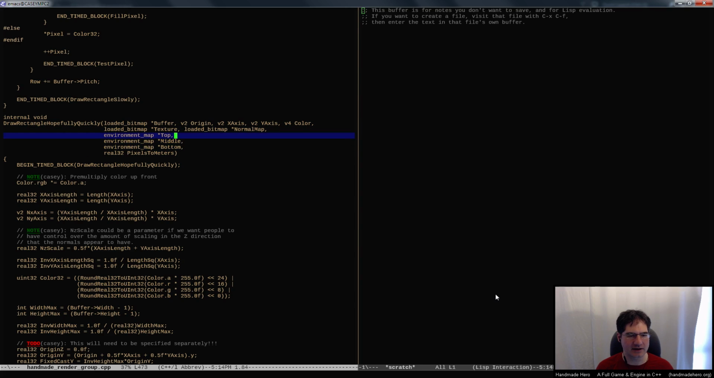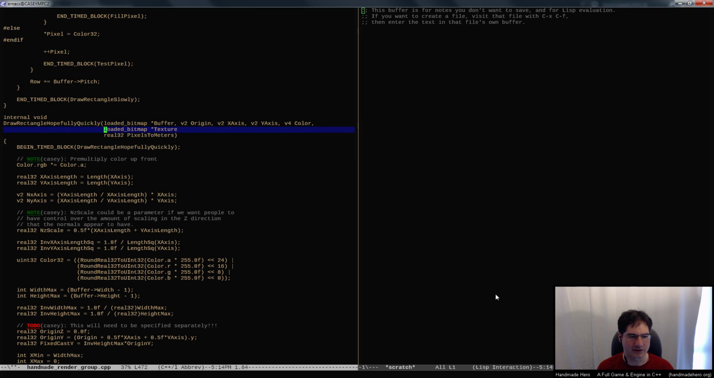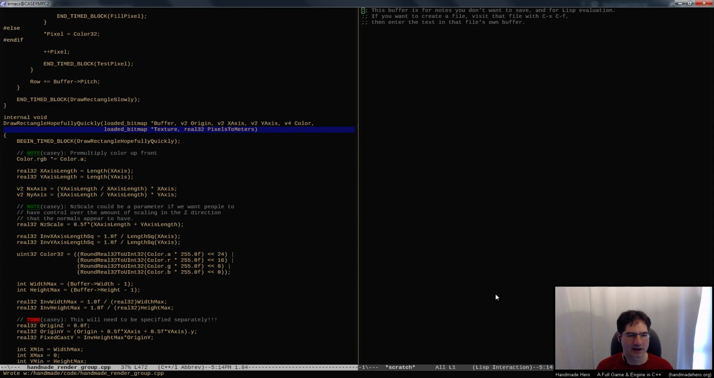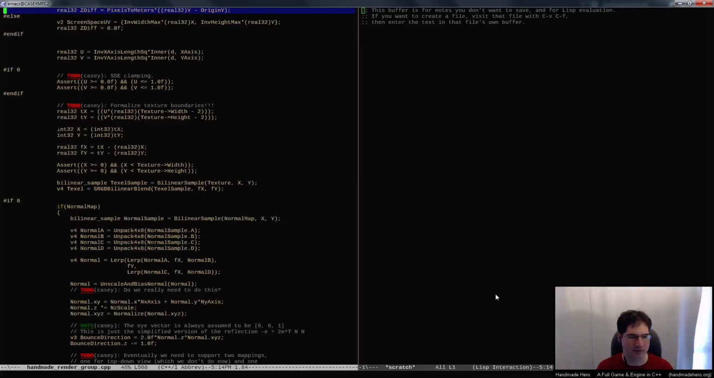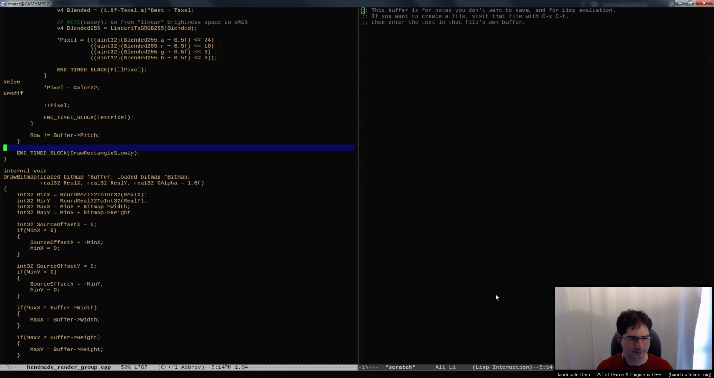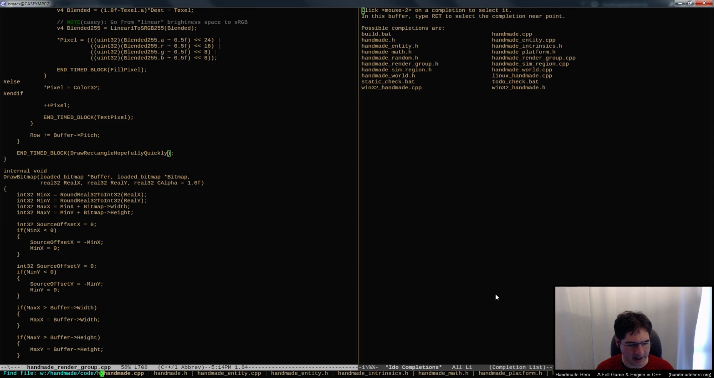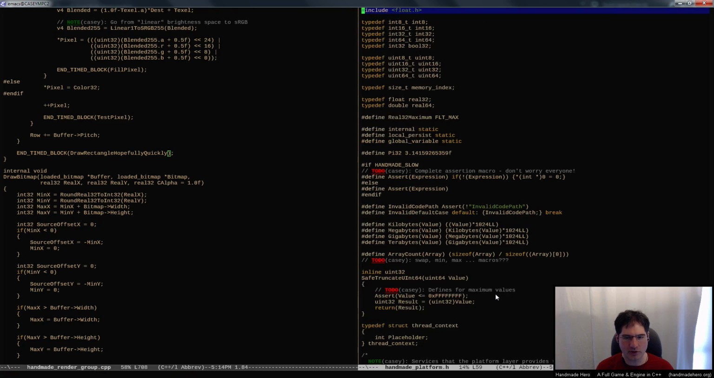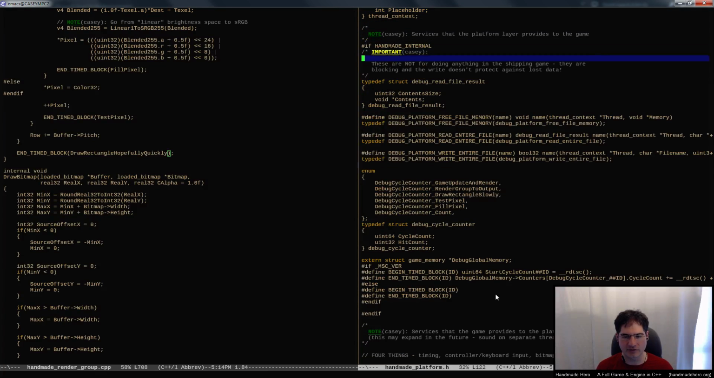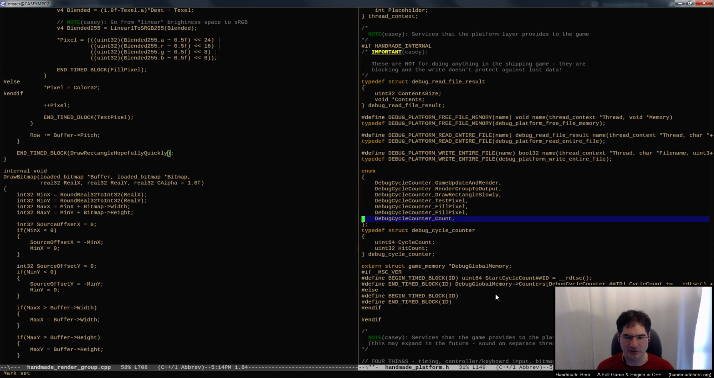And we're going to take that normal mapping out for the moment, because we're not going to focus on that just yet. But we're going to leave everything else in place. So we're going to do everything else in here, and we're going to have draw rectangle hopefully quickly in here. I'm going to add a performance counter for that. And we're going to make a version of this that's just a little more cleaned up in terms of what operations it actually has to do.